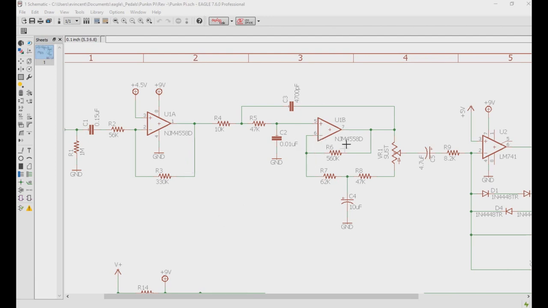Over here we have a non-inverting op amp. If we were to add a parallel resistor to R6 and reduce that resistance, it would reduce the gain. However, if we were to add a parallel resistor here to R7, that would increase the gain of this stage.